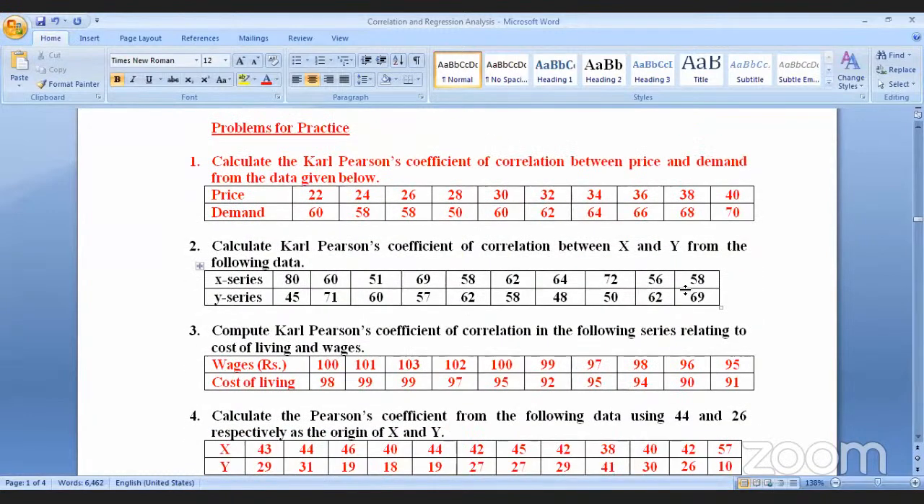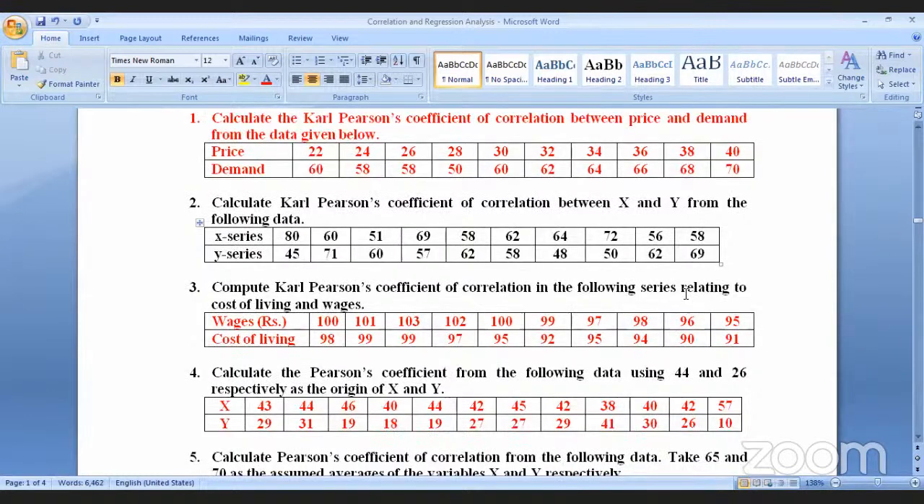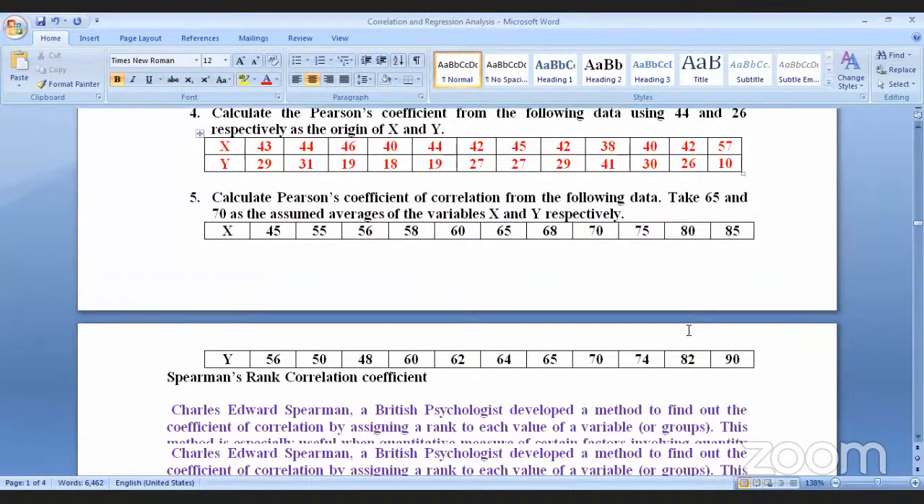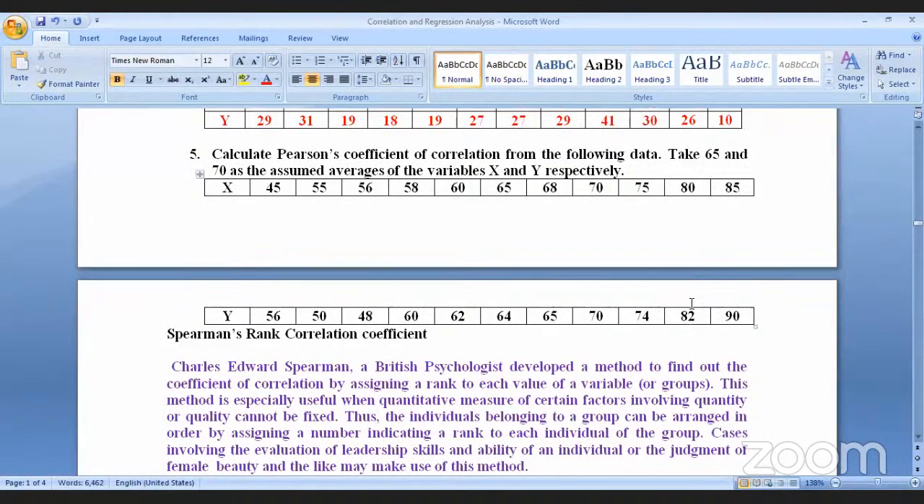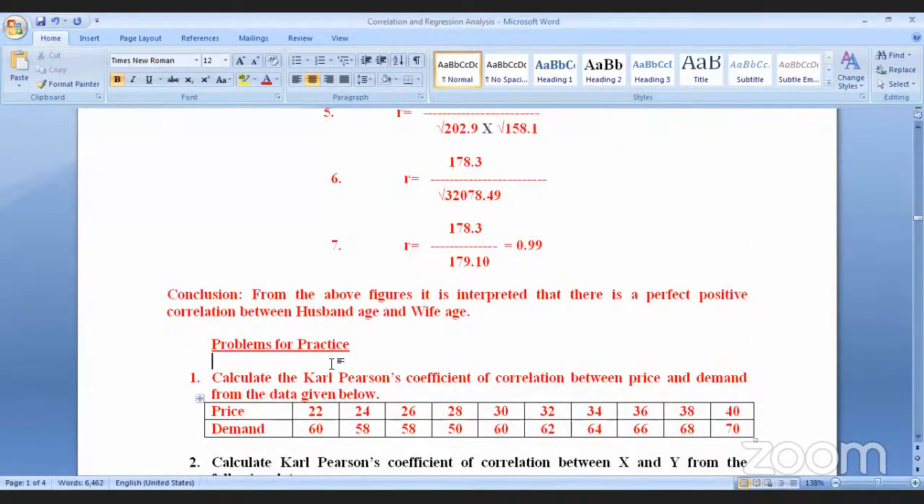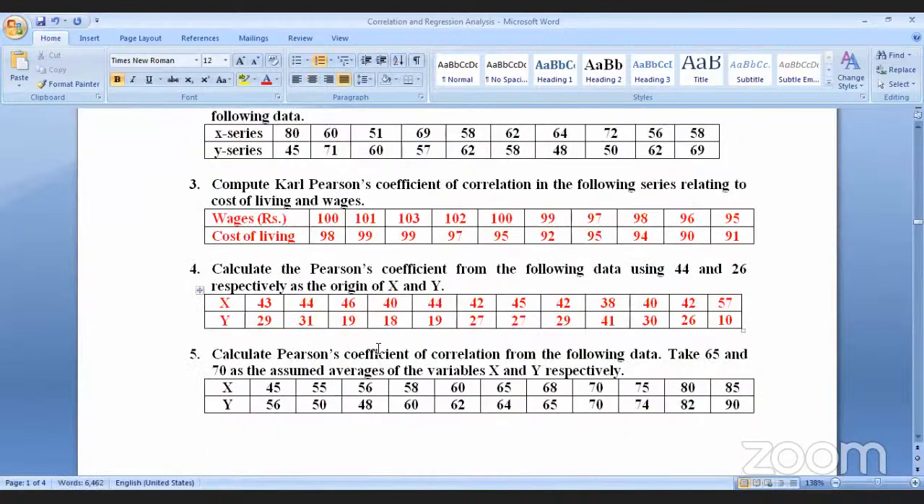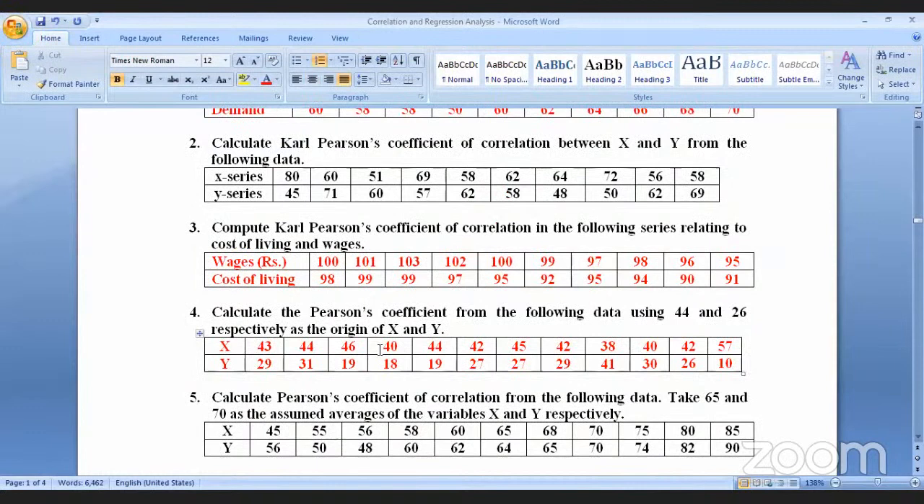Take screenshots for practice purposes. Here are some problems on the assumed mean method. See the problems for practice: 1, 2, 3, 4. I will show the next slide: 5, 6. See problem number 5. You have taken 1, 2, 3, 4 now, so again take number 5.